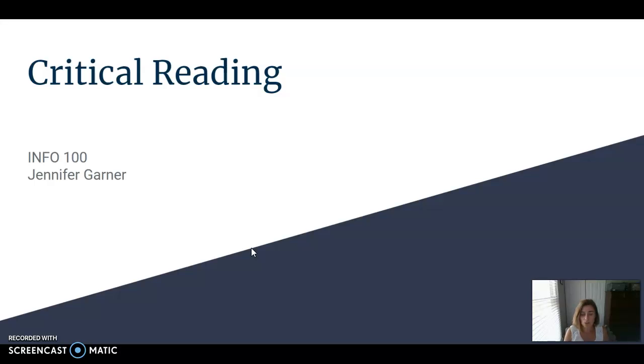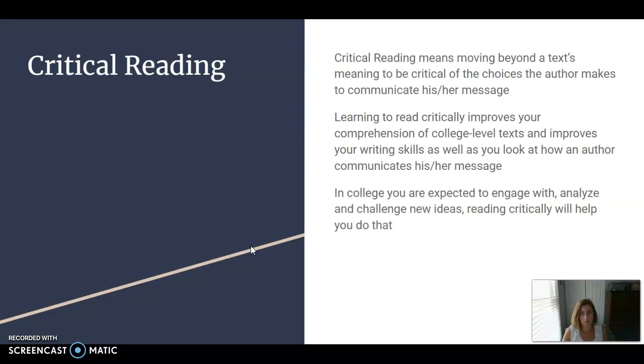Critical reading is something you should be using throughout the semester, whether you're just reading one of our assignments on Canvas, doing an actual reading in our textbook, or reading an article that I've assigned. Critical reading is going to help you make the most of your reading and get the most points on your assignments. So let's take a look at what I mean when I say critical reading.